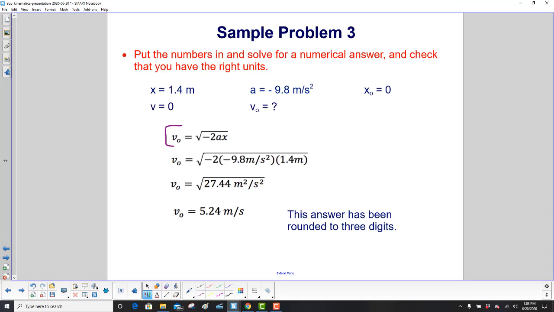Here's our solved equation. And if you're worried about the negative 2, which is fair, well, here's negative 2. But look, a is negative 9.8 meters per second squared because it's in the down direction. Then we plug in the height that the hopper went to, calculate it out, and we round to 3 digits and get 5.24 meters per second.